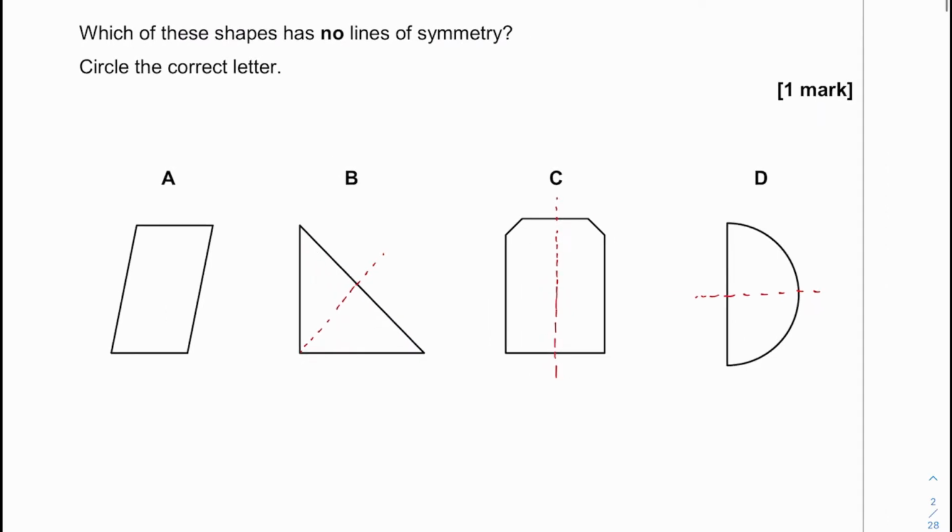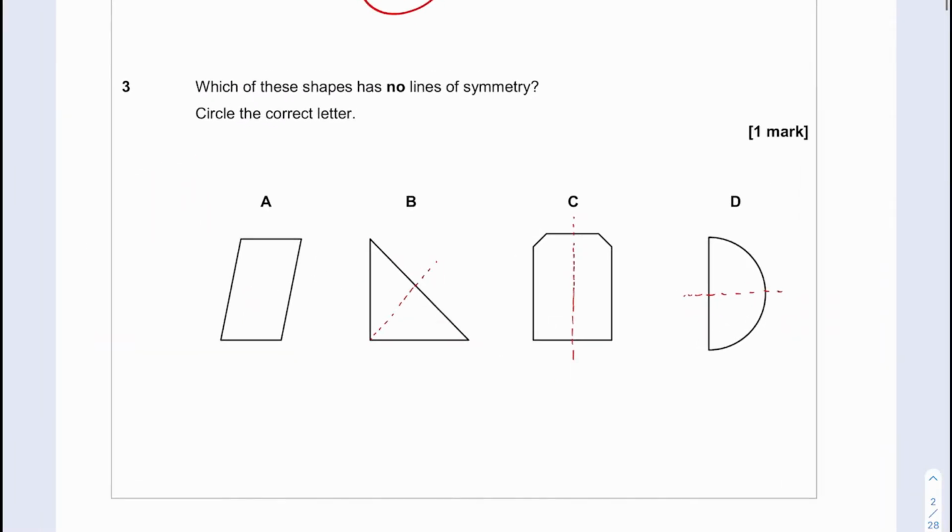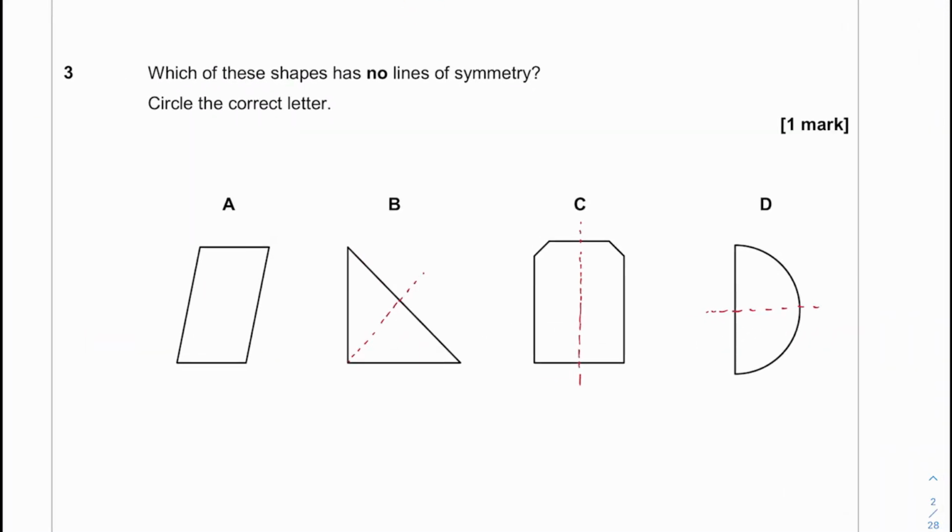So again, these 3 shapes have got lines of symmetry, whereas shape A doesn't. So which of these shapes has got no lines of symmetry? Circle the correct letter, so it's A.